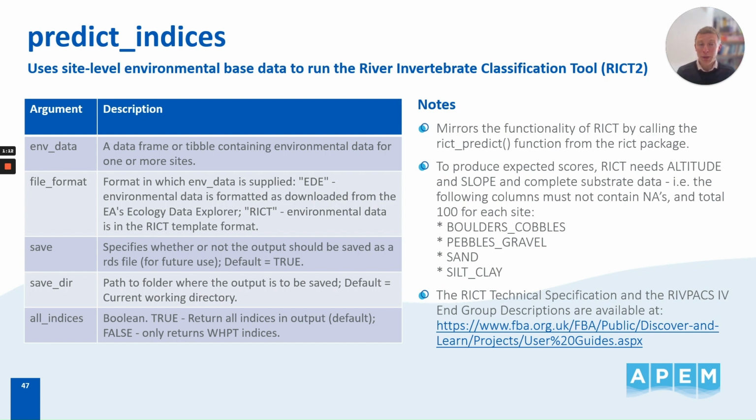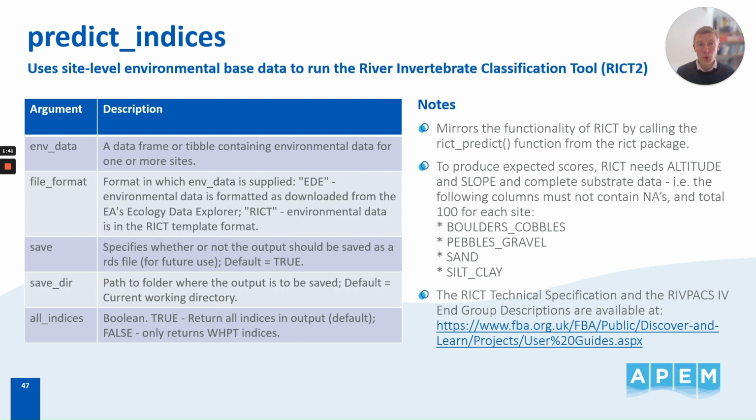Many of you will be familiar with the River Invertebrate Classification Tool, or RICT. RICT is a long-standing tool that allows us to predict what the invertebrate community at any given sampling location would look like in the absence of those anthropogenic pressures, and therefore provides a reference point that we can use to measure the health of the invertebrate community and also to generate Water Framework Directive classifications.